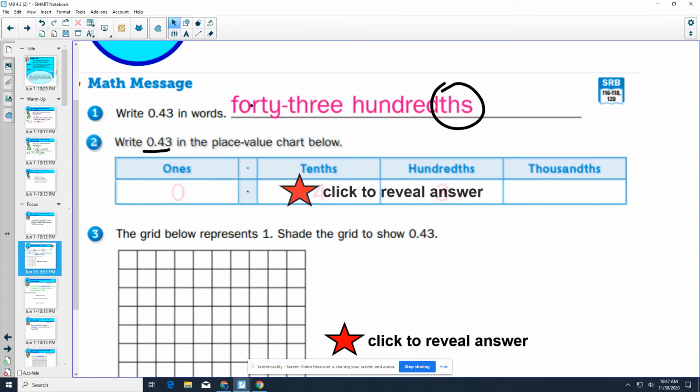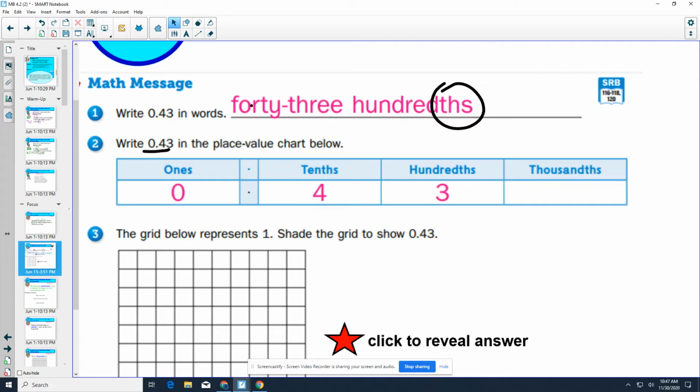Now, write 43 hundredths in the place value chart. So as we look at this one, in the ones place, there's a 0. I put my decimal, and then there's a 4 in the tenths place, a 3 in the hundredths, and we're going to leave this blank because there's nothing in the thousandths place for that. So we're not going to do anything like that.